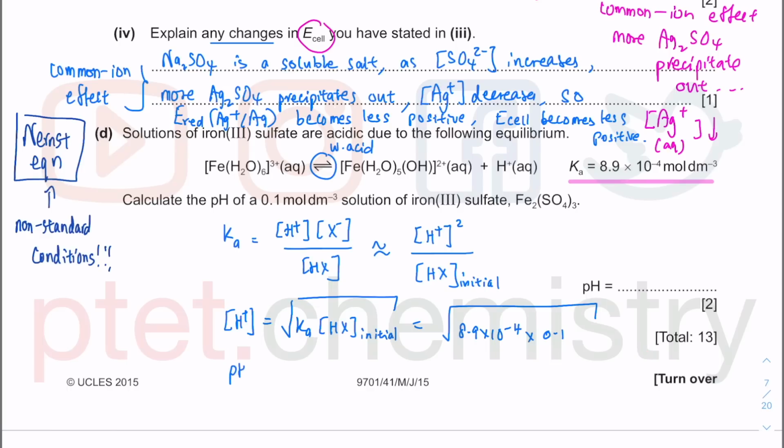But what do I want? I want pH. pH is minus log 10 of H plus. So from my previous answer, I take the log 10 and then take the negative, and I get 2.025. Looking at the value here, 0.1 mole per dm cube is one significant figure. Looking at the Ka, this is two significant figures. I would probably give these to 2 significant figures just to be appropriate with the data given in the question for this calculation. That's the end of this 13-mark question there.